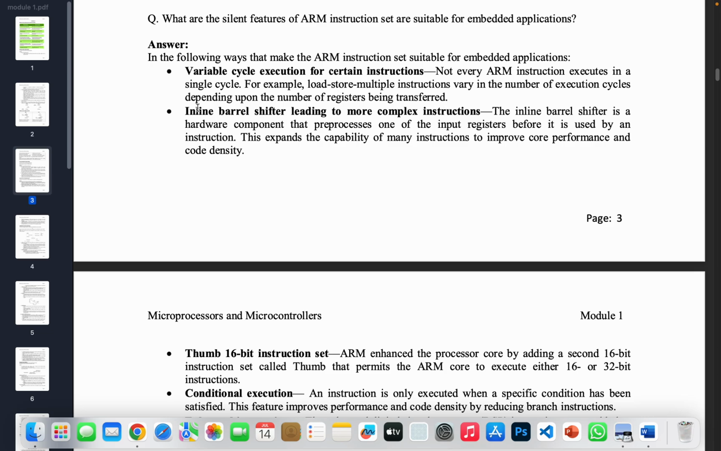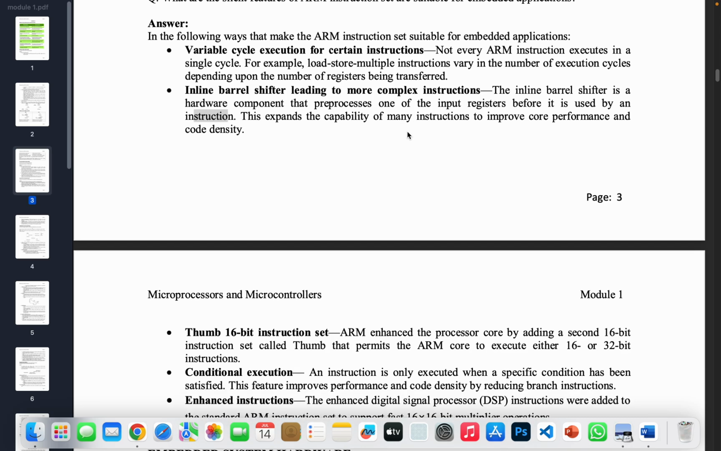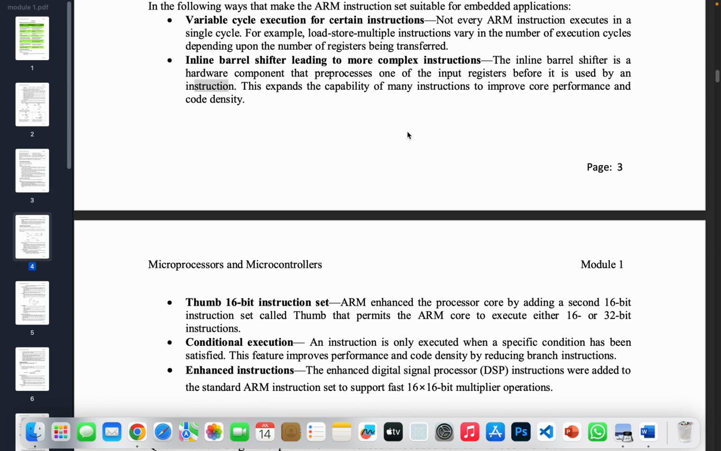Then the second one is the inline barrel shifter leading to more complex instructions. The inline barrel shifter is a hardware component that preprocesses one of the input registers before it is used by an instruction, which expands the capability of many instructions, improving performance and code density.